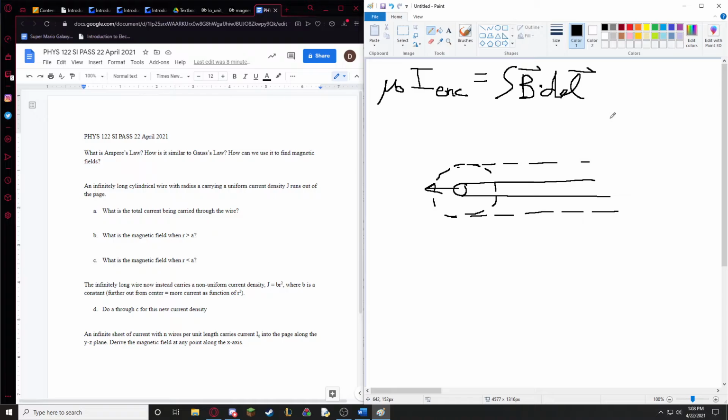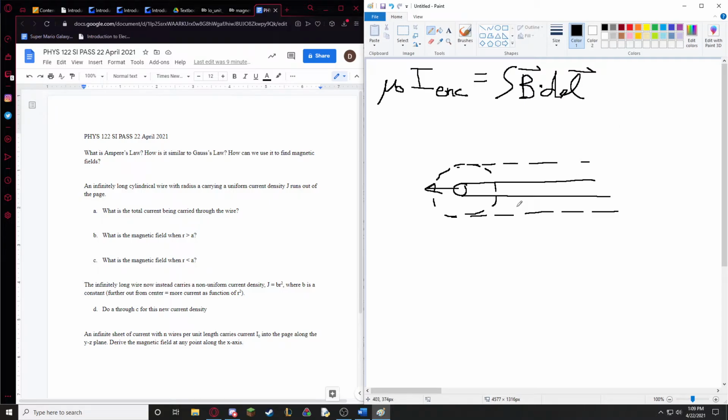I always thought of it as the path, or I wouldn't say circumference or anything like that, but like the line surrounding the surface of whatever Amperian surface you make. I mean, that's exactly what it is.